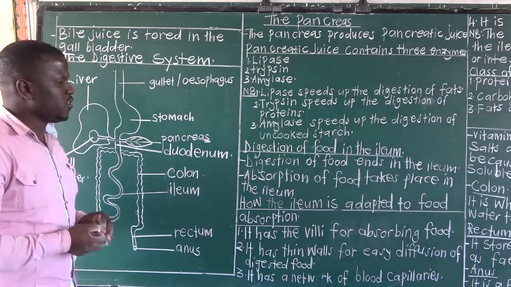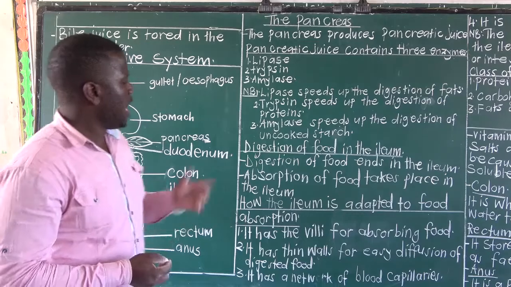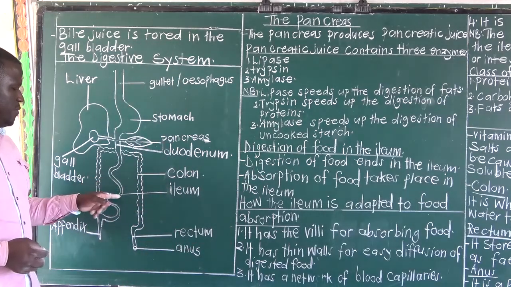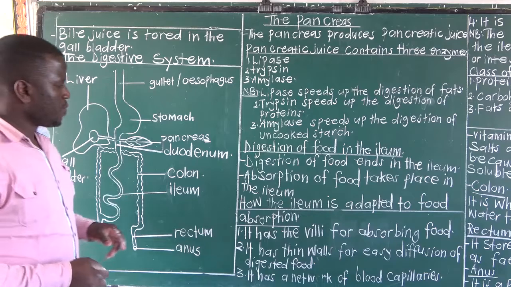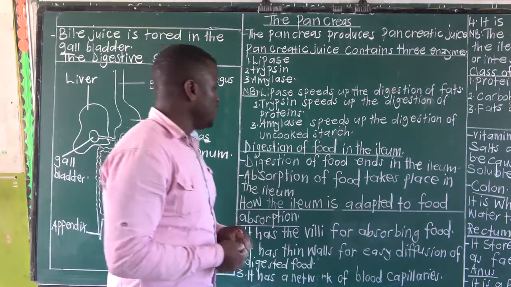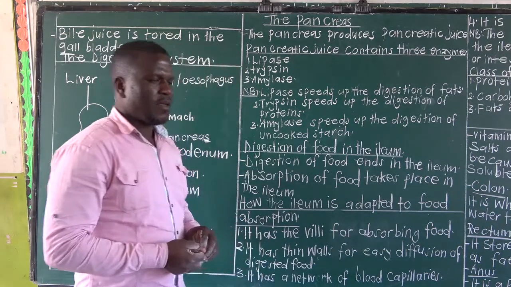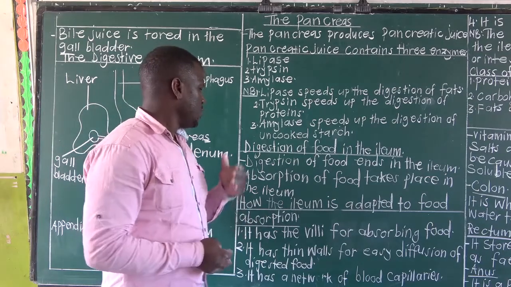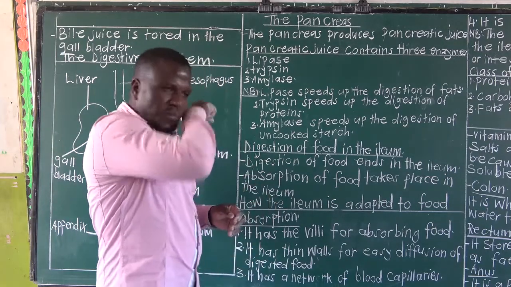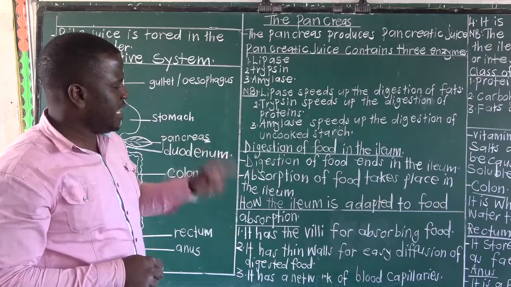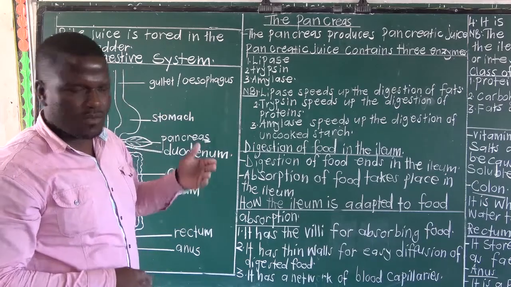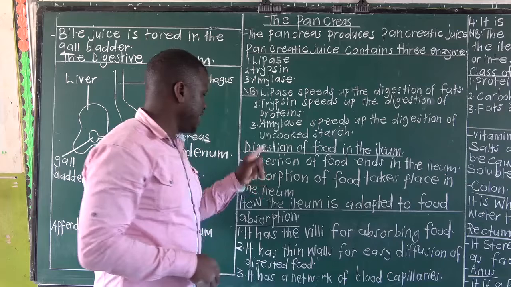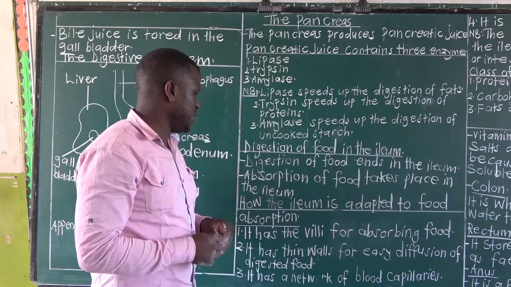Next, look at digestion of food in the ileum. In this diagram, you can see where the ileum is, then the colon. Digestion of food ends in the ileum. Digestion starts in the mouth, but it ends in the ileum. That's what we are saying: digestion of food ends in the ileum.